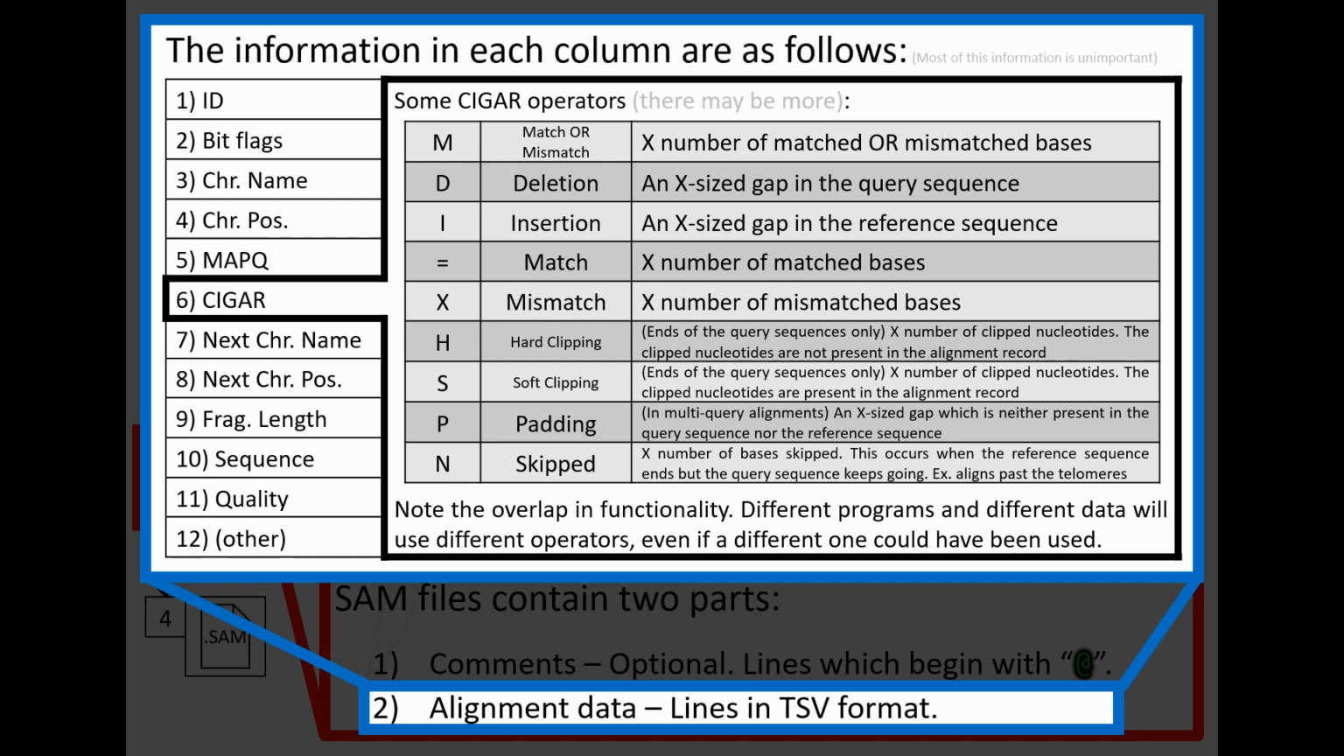Back to the commonly found cigar operators, P stands for padding and denotes a gap which is in both the query and the reference sequence. This is used for multi-query alignments. Finally, we have N, which indicates query nucleotides which align past the end of the reference sequence. It works like clipping, but for the reference sequence instead of the query sequence. This occurs when the reference sequence ends, but the aligned query sequence keeps going, such as when the read aligns past the telomeres. These are the main ones. There may be more operators out there, but they won't be covered here.